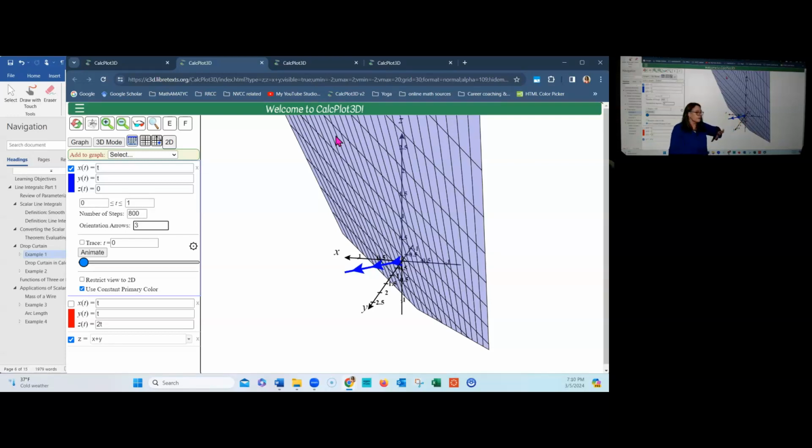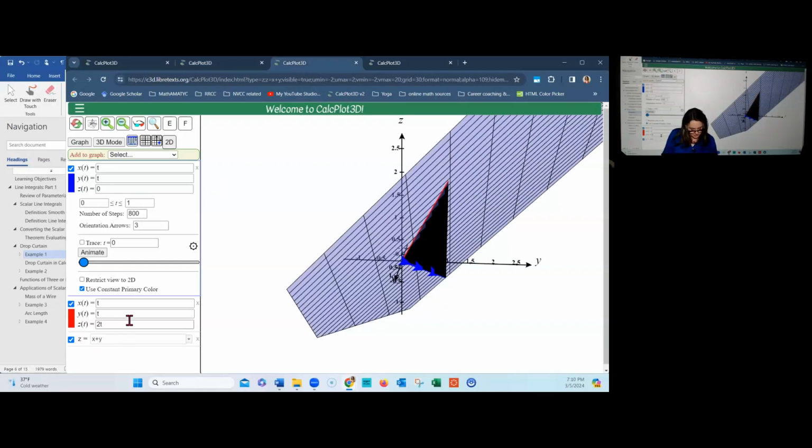But the z value, instead of graphing it in the xy plane, I want it to appear on my slanted plane. So I need to set my z value to be the value of the function in terms of t. That means that I'm going to set it to be the space curve t, t, 2t. Let's take a look at what that one looks like.